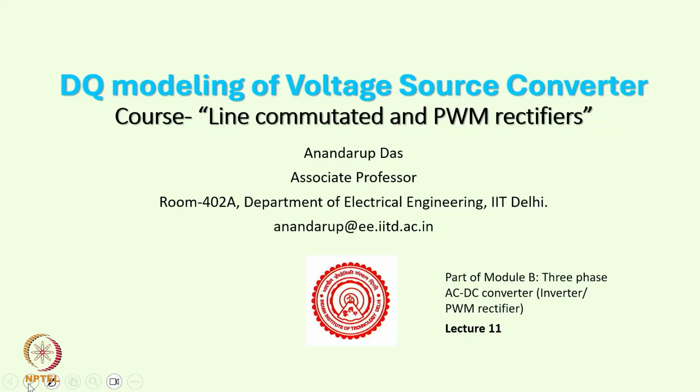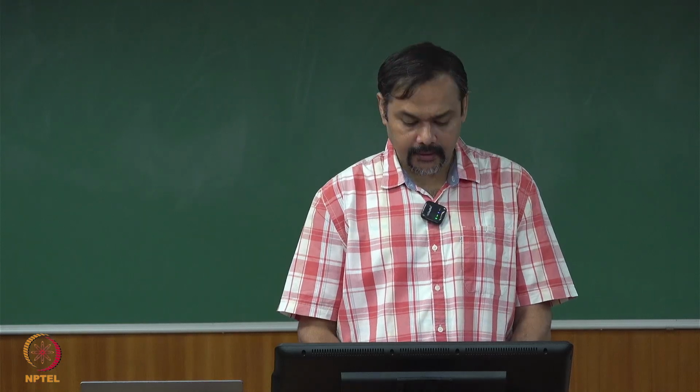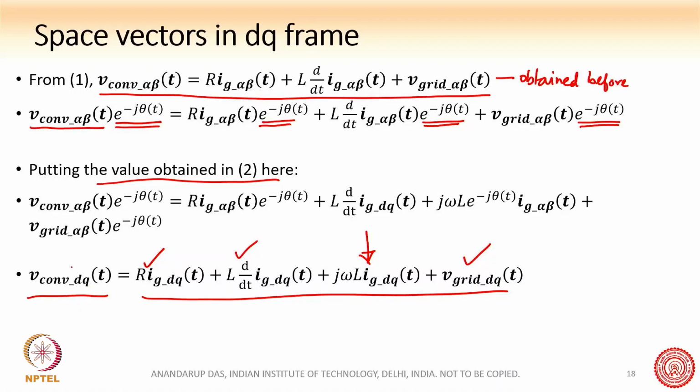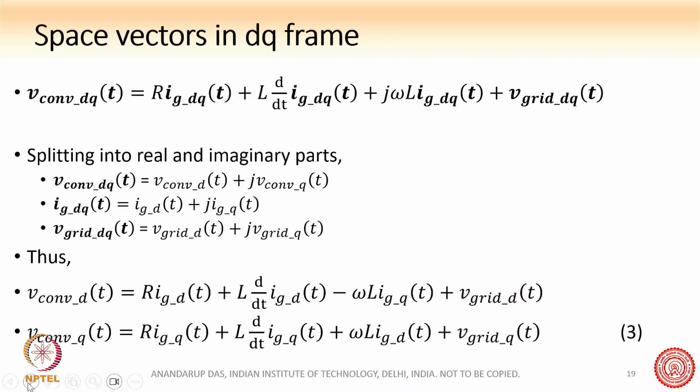Today we will be starting a new session on the course line commutated and PWM rectifiers. So now we have obtained the basic space vector equation in the DQ reference frame, where we have seen that it is very similar to the equation in alpha beta, but we have this extra term. Okay, so let us now pause for a minute and try to understand what it actually means.